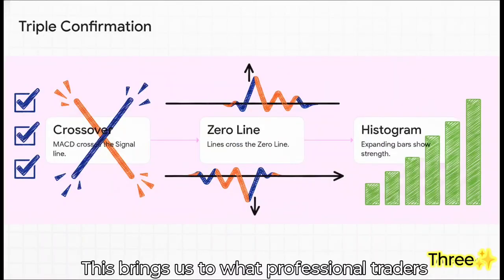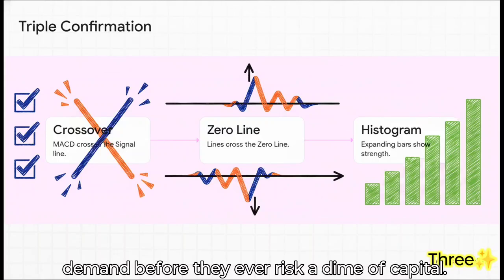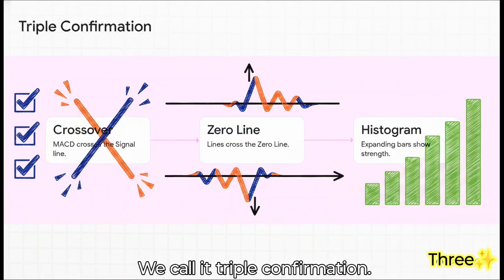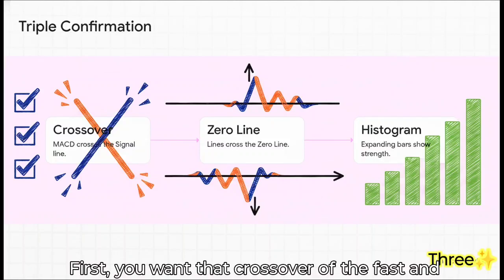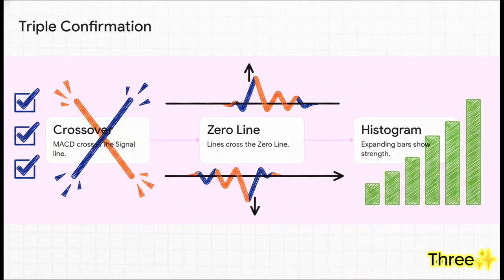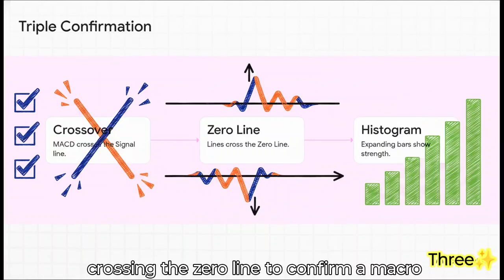This brings us to what professional traders demand before they ever risk a dime of capital. We call it triple confirmation. You don't just want one signal, right? First, you want that crossover of the fast and slow lines. Second, you want to actually see those lines crossing the zero line to confirm a macro trend shift.